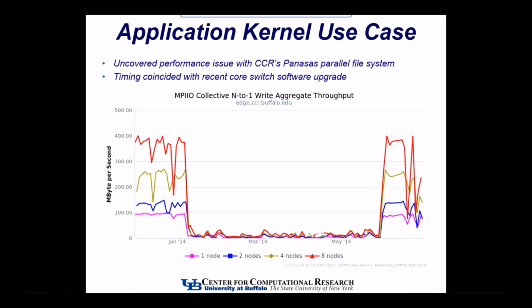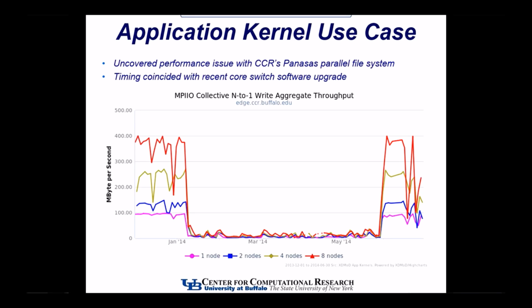So I'm going to go back, and if there's no other questions, I'll go back to the application kernel use case, which is the file system performance. We do an MPI-IO collective N-to-1 write throughput test. If you look before January 6th, everything was going well. On 8 nodes, the file system performs better than it does on 4 nodes. And on January 6th, on our parallel file system, it fell off the end of the earth.